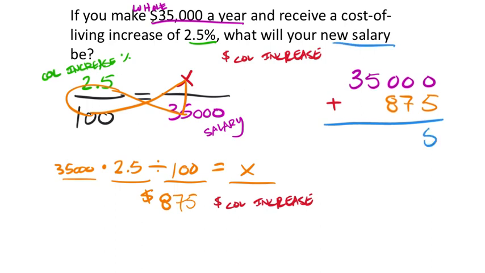So 0 plus 5 is 5. In the tens place value, 0 plus 7 is 7. Hundreds, 0 plus 8 is 8. Drop the 5, drop the 3, boom, new salary. We did it.